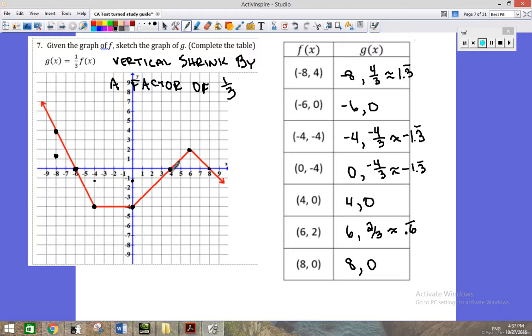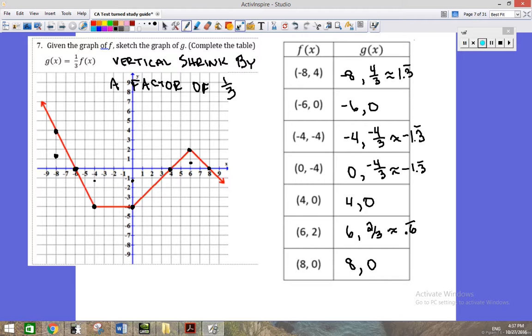All right. Then we're on the 4, 0. Hey, it stays on the x-axis there. The 6, 2 gets transformed to 6 comma 0.7. Because if I round that, well, there I'm eyeballing it. That's as best as I can do. Well, hey, it stays on that same x-intercept.